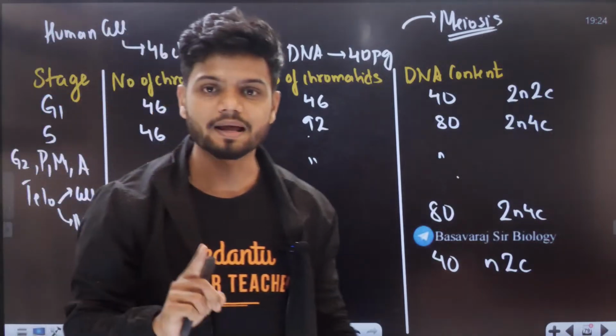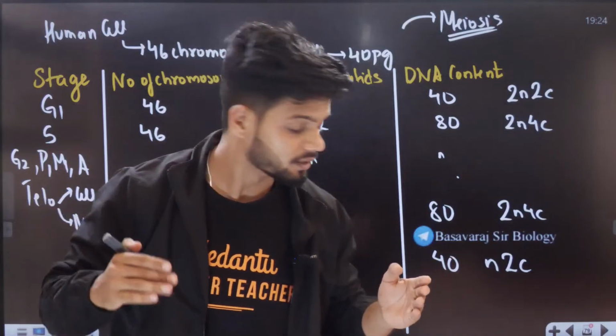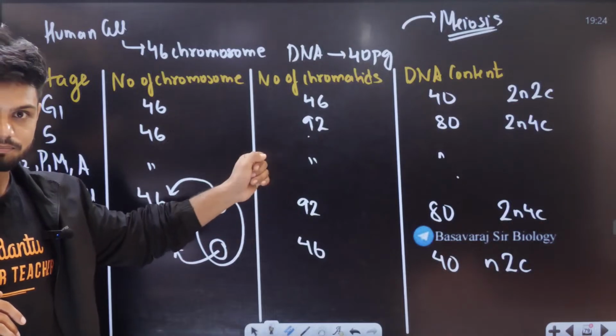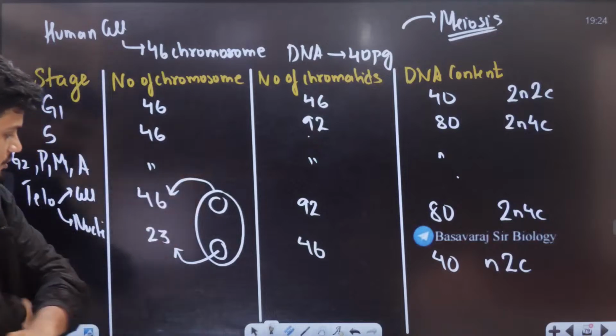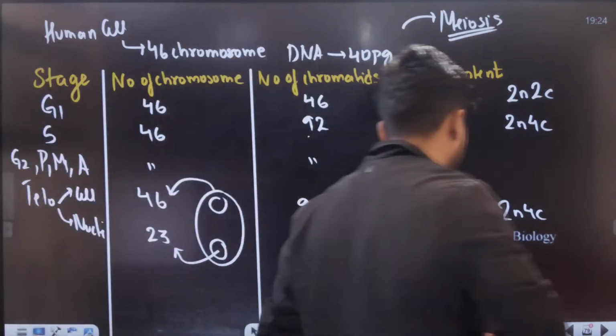It is meiosis 1, right? There is no splitting of centromere in meiosis 1. So 46 chromatids went this side, 46 chromatids went that side. So 23 will be this side, 23 will be that side. That's all. This entire thing is for meiosis 1.